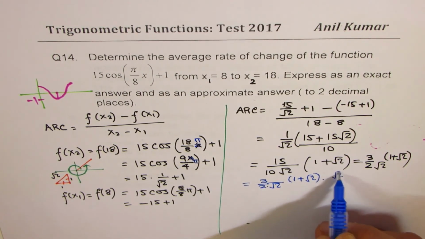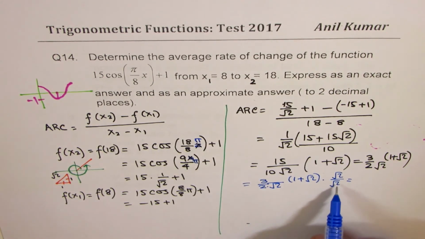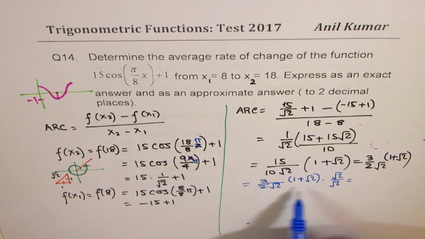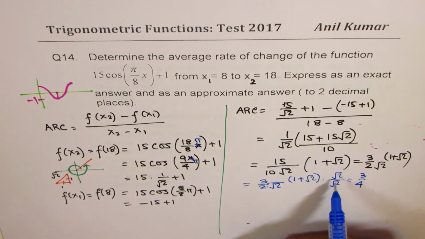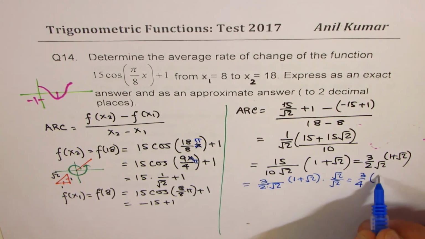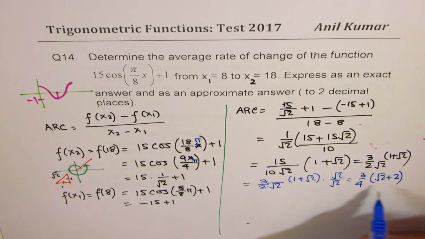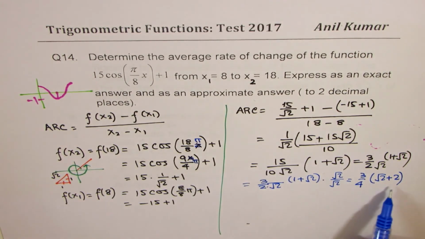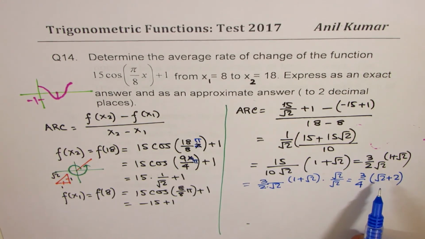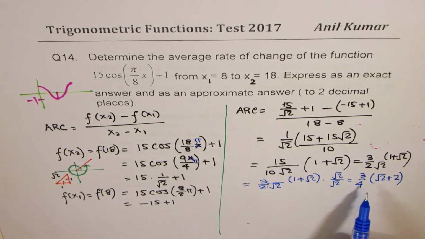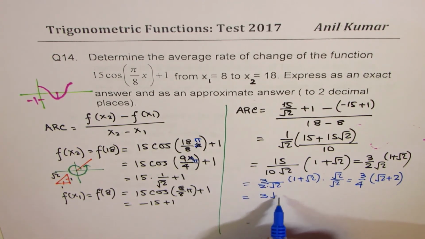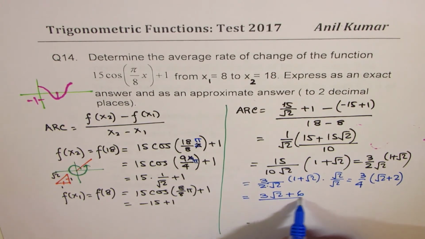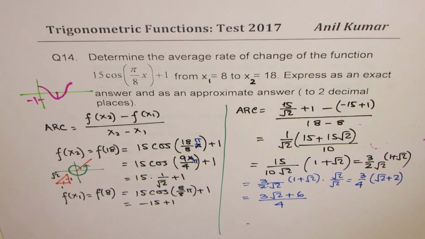Now we'll multiply and divide by square root 2. So that becomes 2 times square root 2 in the denominator, which gives us 4. So we get 3 over 4 here. Multiplying the numerator by square root 2 gives us square root 2 plus 2. Is that clear to you? So the numerator, you could always write as 3 square root 2 plus 6, divided by 4. So that becomes the exact value.